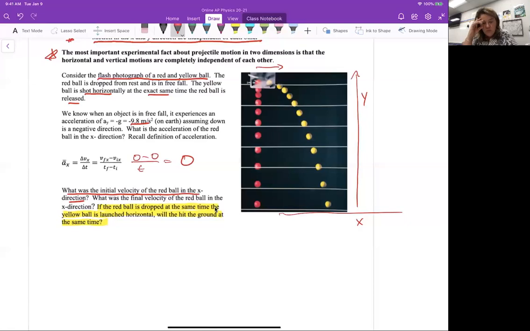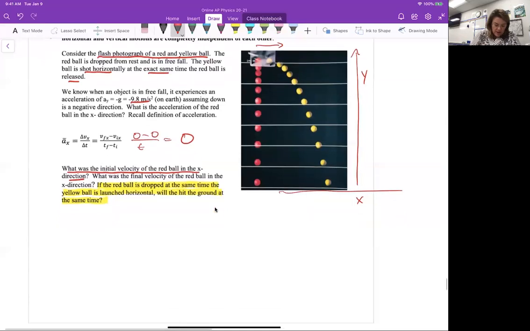And if you were told that without seeing it, you probably wouldn't believe it. But hopefully you'll get to the point where you believe it, and not only will you believe it, you'll be able to understand why. So let's take a look at what's going on in both the x direction and the y direction of both the red and the yellow ball.